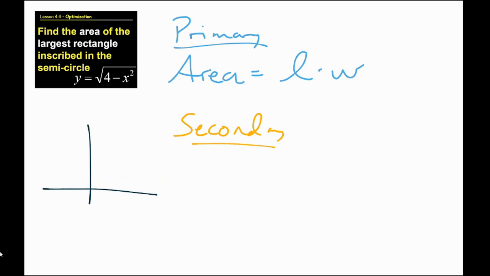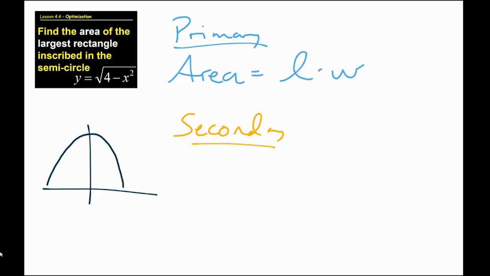Now, y equals the square root of 4 minus x squared. That's something you would graph on your calculator, and you would see that it's actually a semicircle. Continuing to think about what it means to be inscribed, we would be able to draw a rectangle.